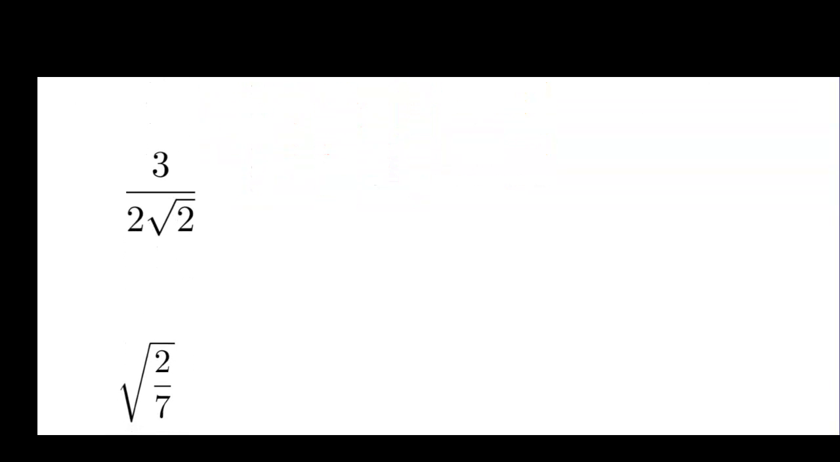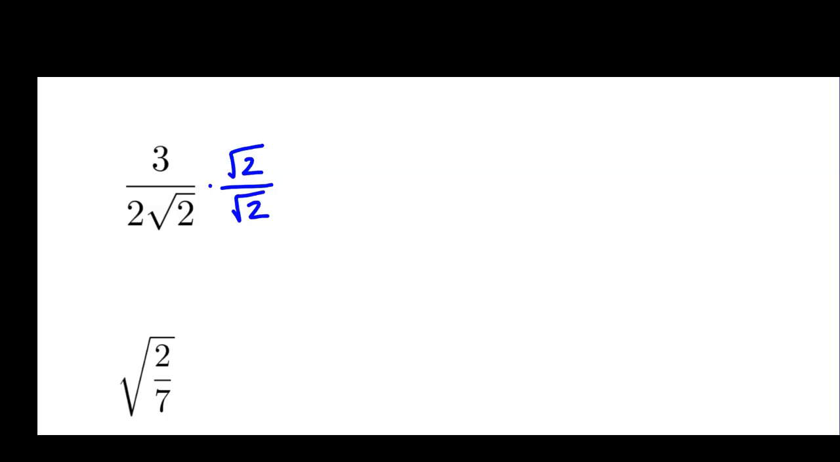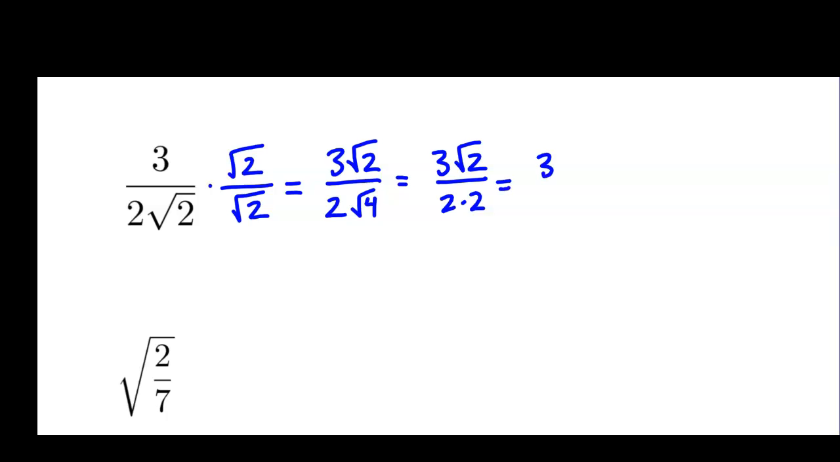Next, we have an example with a coefficient here. So we're not going to include the coefficient in our work. We're going to still focus on the square root of 2. So we're going to multiply by the square root of 2 over the square root of 2. So we get 3 square root of 2 in the numerator, and then 2 square root of 4 in the denominator. So we have 3 square root of 2 over 2 times 2, which is 3 square root of 2 over 4.